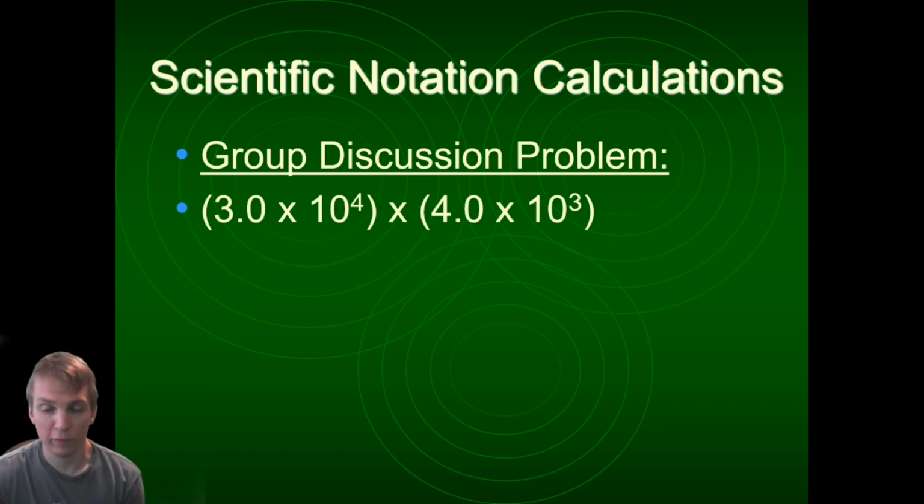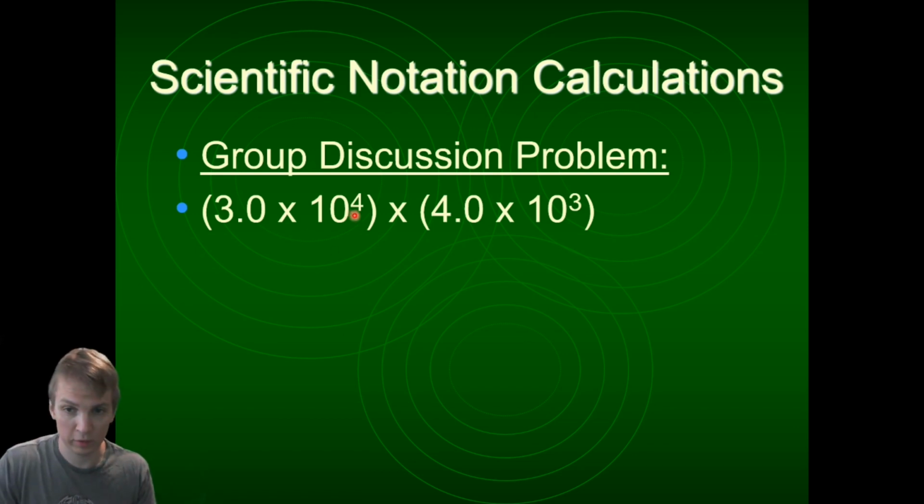Well, if we follow the rules from the previous slide, what's the first step? We have to multiply the mantissas. So the mantissa here is 3, and we have 3 times this mantissa, which is 4. 3 times 4 is easy. That's 12. And then the next step is to add the exponents.